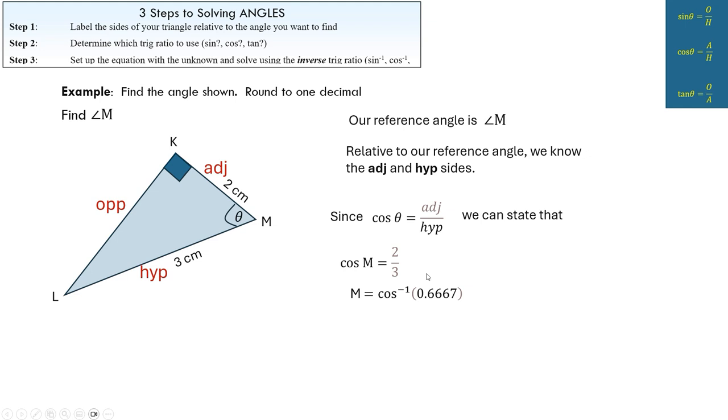2 over 3 becomes 0.667. So if we know that the cosine of M equals 0.667, then M by itself is the inverse cosine of 0.667. And our calculator will then tell us that our angle M is 48.2 degrees.